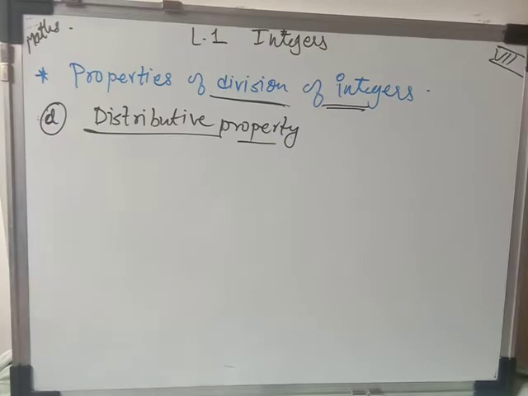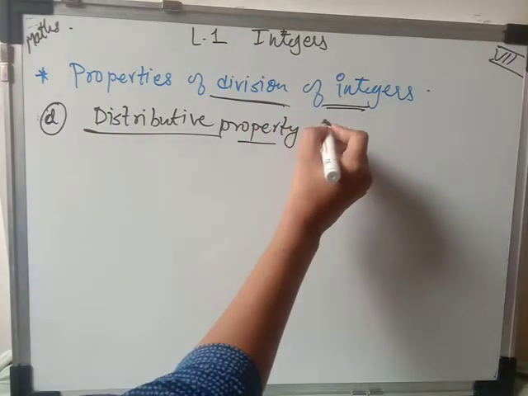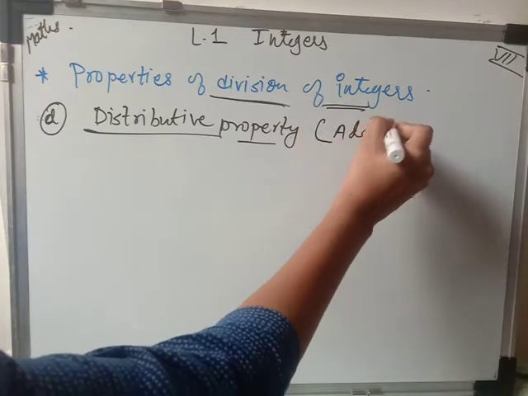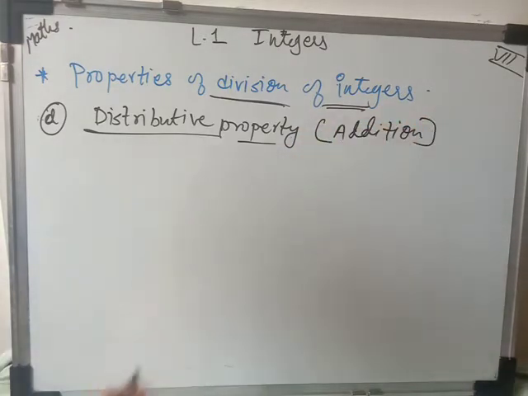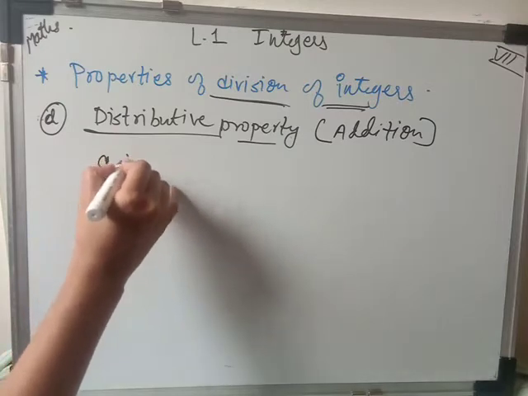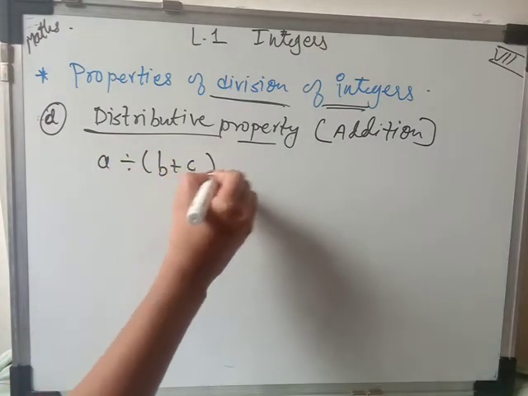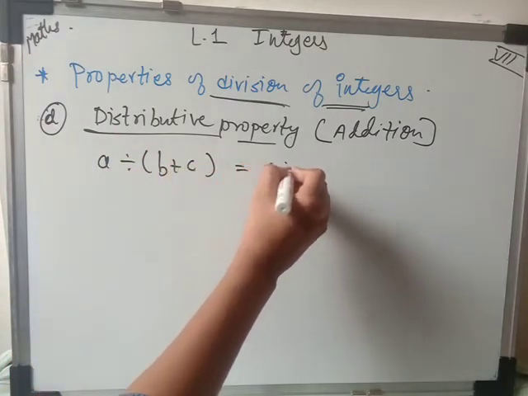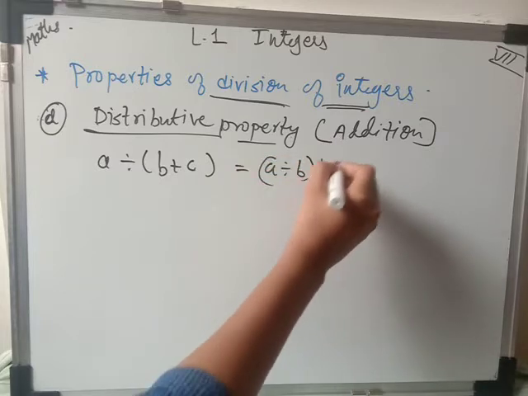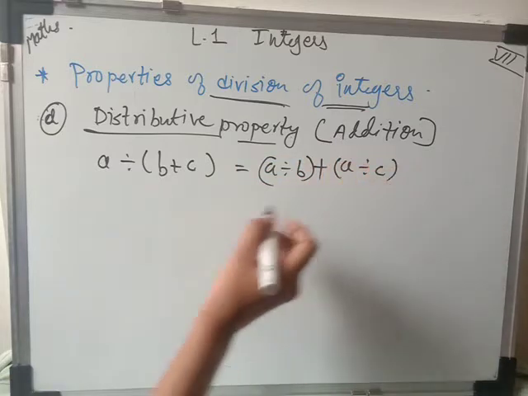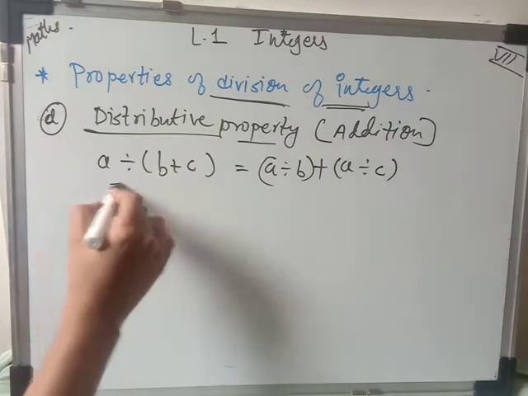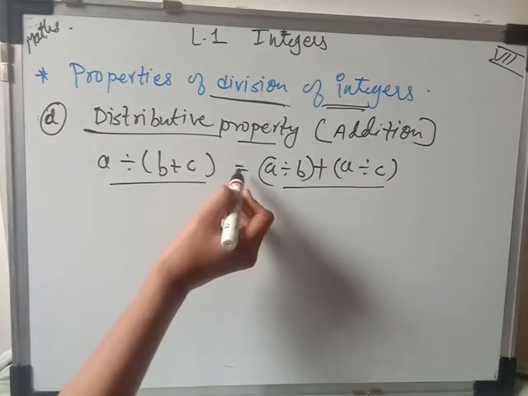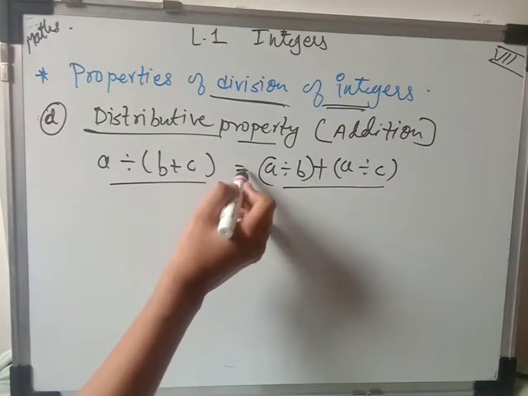So the fourth property is the distributive property. Here, this property we will see for addition first. Our equation will be a divided by (b plus c) is equal to a divided by b plus a divided by c. Now we have to put the values into this equation and then decide whether these expressions are equal or not.